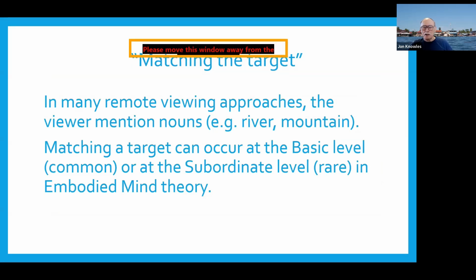Now, we can sometimes match the target. In many remote viewing approaches, the viewer does mention nouns, even though people are advised to describe using adjectives and verbs and so forth, and not nouns. But sometimes the viewer will mention a noun, or the analyst certainly will conclude that there are certain nouns. And so you can match the target at a general level, which I'll explain in the next slide. At the basic level, which is common, or at the subordinate level, which is rare, in embodied mind theory.